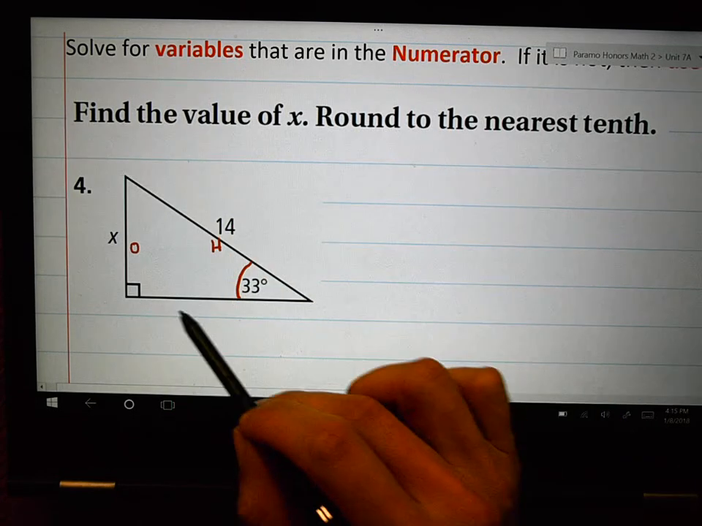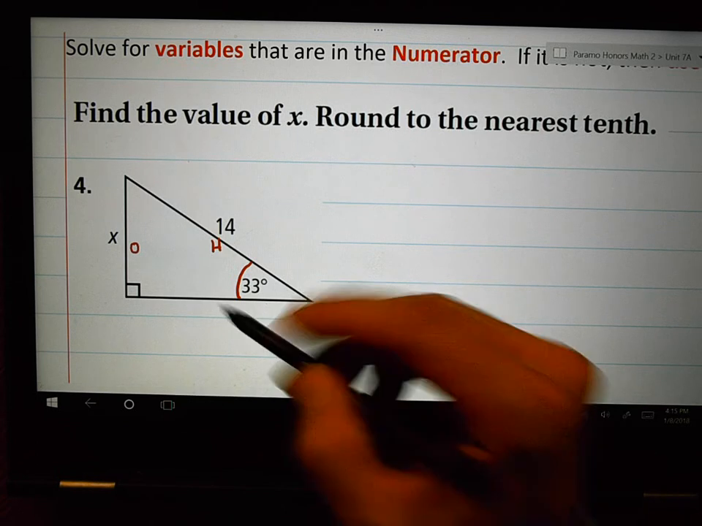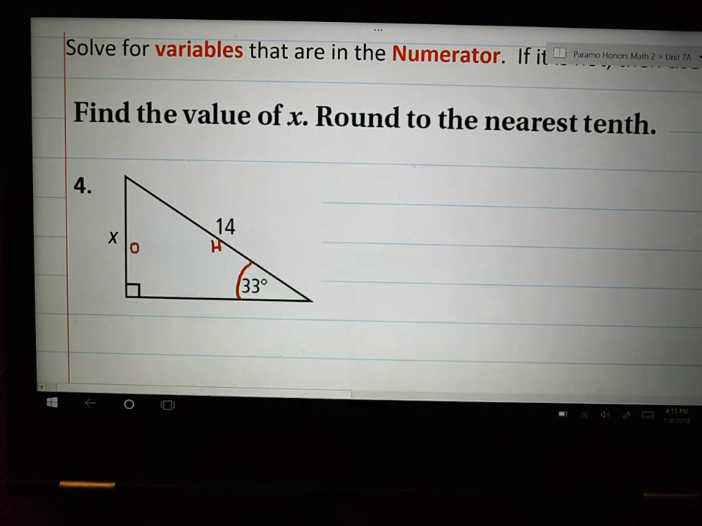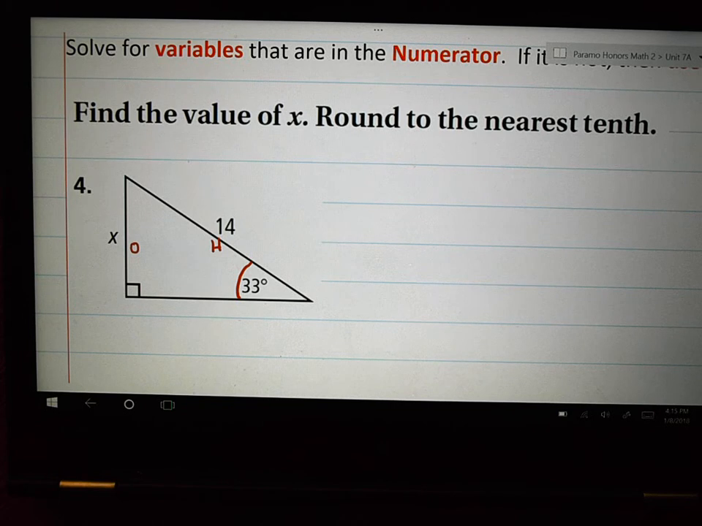Notice there's nothing over here on the adjacent side. You can put an A there if you want to, but I'm not going to. The reason I'm not going to put something there is because there's nothing there that I can use. Nothing I need right now. I need to figure out what X is.